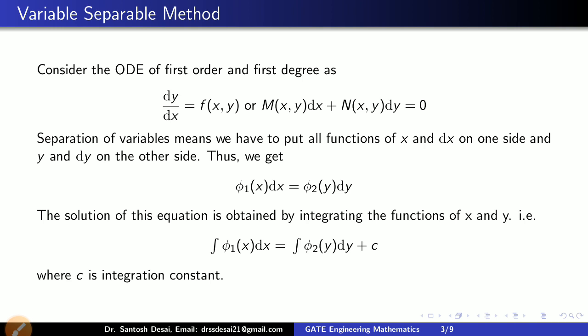Now the procedure is a simple one. From the given equation, we first separate the variables, that is, write the functions of x and dx on one side and the functions of y and dy on the other side, and just integrate, and we get the final answer.